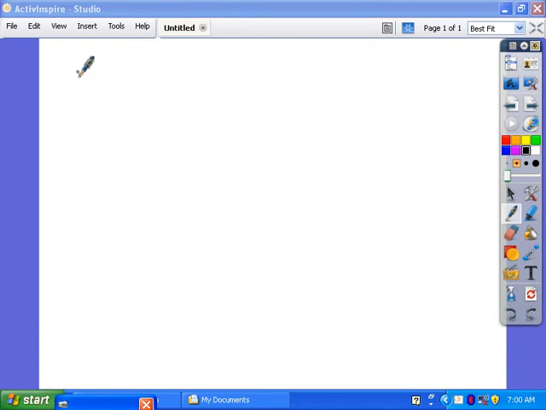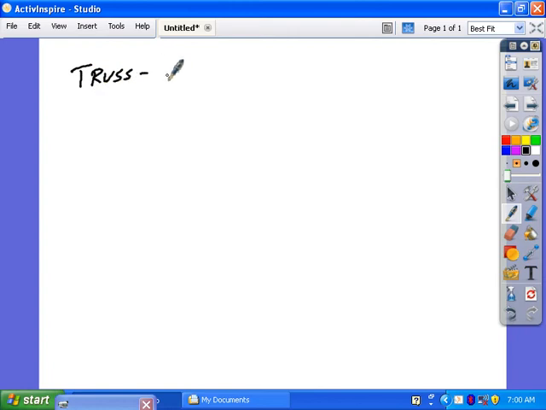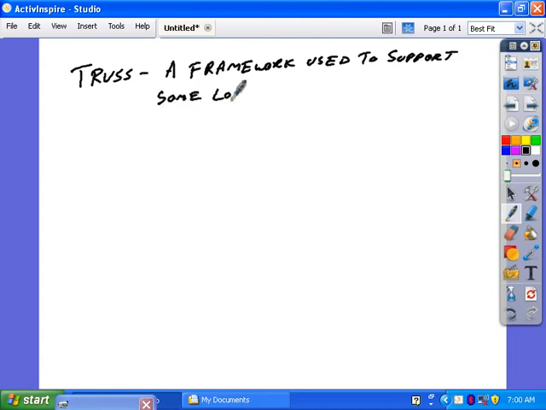Now, first thing, let's start with what a truss is. Now, a truss is a framework used to support some load. Okay, now most of the time you are going to see trusses on bridges. It is not always going to be there, but most of the time it will be.